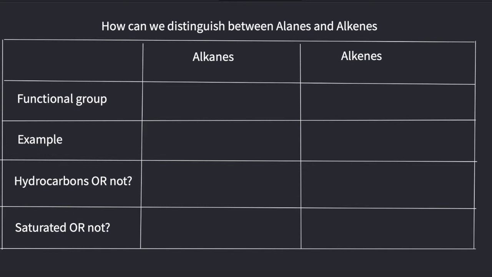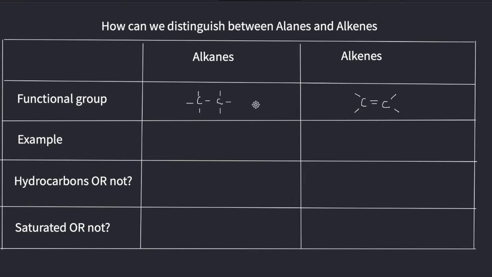In this video, we focus on how we can distinguish between alkanes and alkenes. Now let's look at this table first. For alkanes, the functional group is the carbon-carbon single bond, and the rest of the bonds will be bonded with hydrogen atoms. For the alkene family, the functional group is the carbon-carbon double bond, and then the rest will be bonded with hydrogen. So that's the functional group for each.